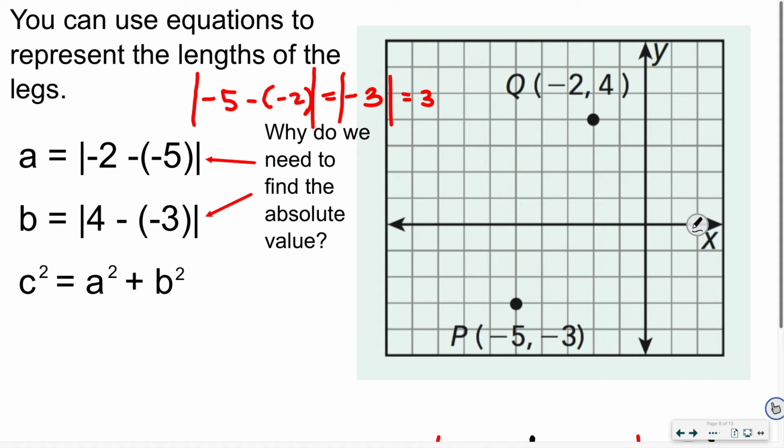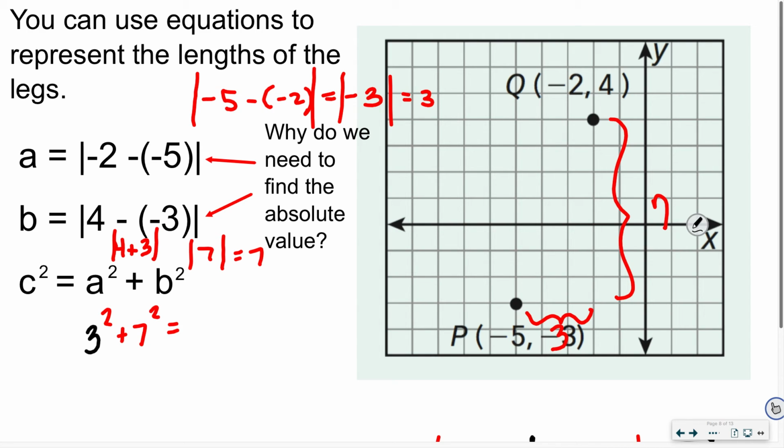So for the next one, if I did 4 minus a -3, what is subtracting a negative? Adding. Yep. So that would actually be 4 plus 3, which is 7. And we already know the absolute value of 7 is 7. So without drawing a triangle, I was able to figure out that the space here is 7, and the space here, which would have been my triangle, is 3. So that's when I could have done 3 squared plus 7 squared, and just like we did when we actually drew the triangle, you could have found the values.